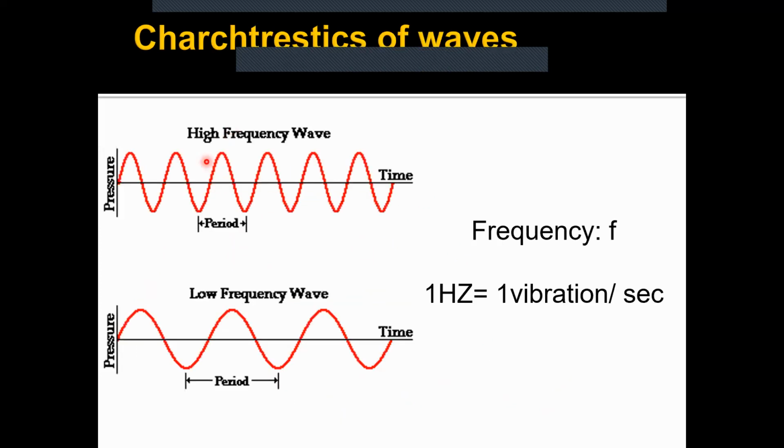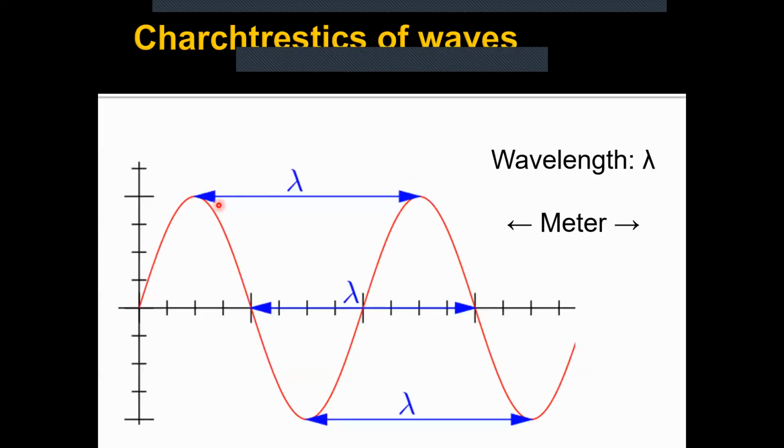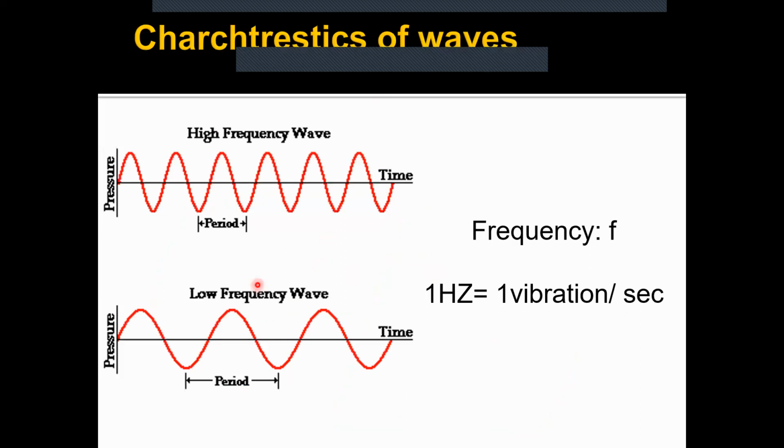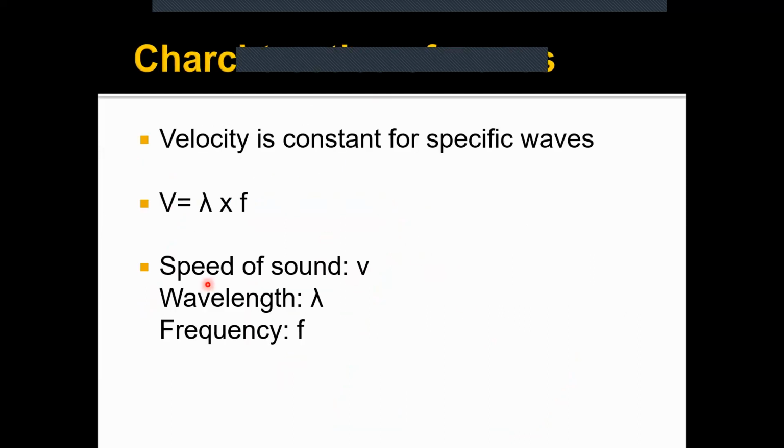So here's your wavelength, which is the distance between two equal points on a wave. Here's the crest, or the highest point, and the distance between these two is your wavelength. Or it's the distance between trough and trough, or between two points where the wave starts going down. That's your wavelength.